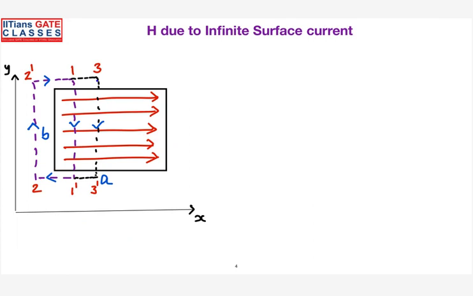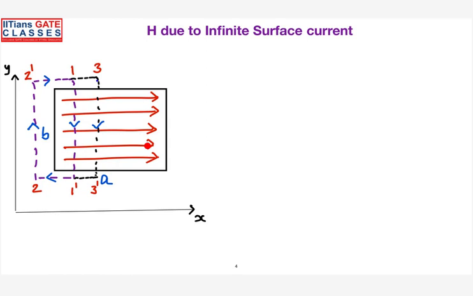since the surface current is located along the x direction, the magnetic field will not lie in the x direction, because the magnetic field will always be perpendicular to the current direction. So in this sheet, since the current is flowing in the x direction, there is no component of magnetic field in the x direction.